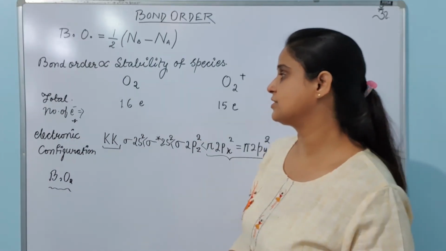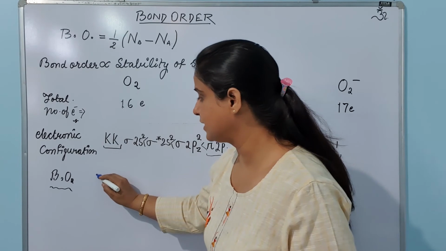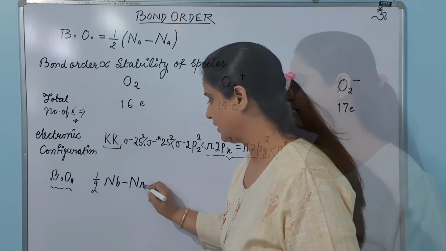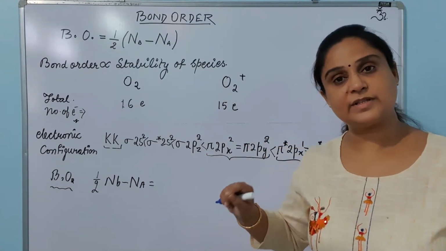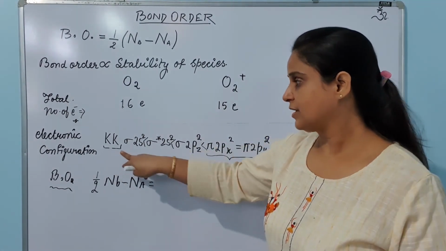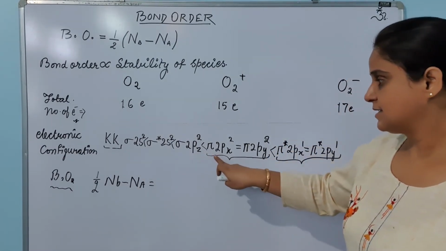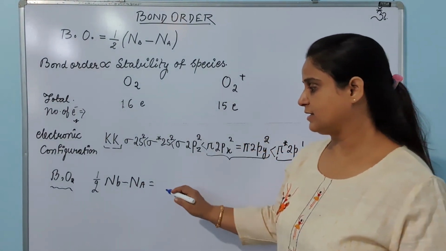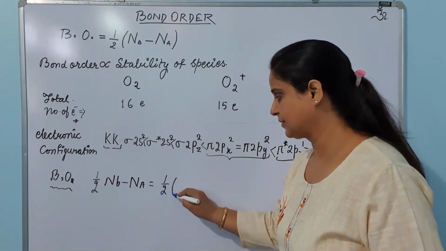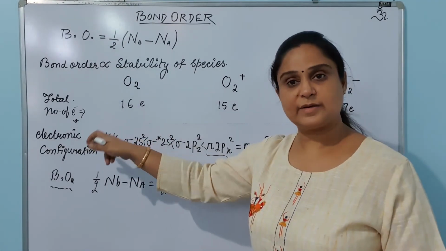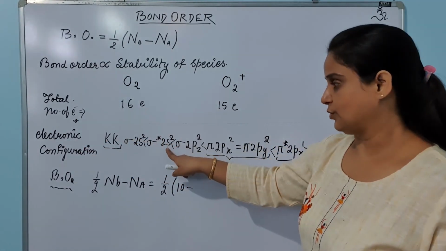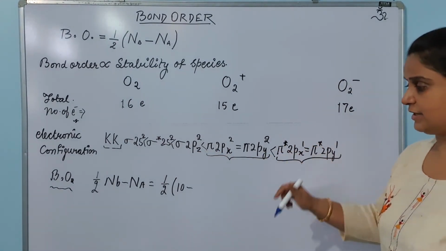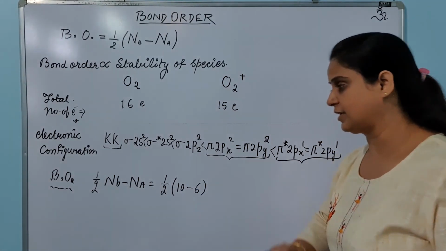The bond order for the oxygen molecule will be what? Bond order can be calculated as half of Nb minus Na. So let us calculate the number of electrons in the bonding molecular orbitals. 2 in this, 4, 5, 6, 7, 8 and 9, 10. So 10 electrons are there in the bonding molecular orbitals. And 2 in the sigma star 1s, so 2 plus 2, 4 and then 5 and then 6. These are the anti-bonding, so 6 electrons are there in the anti-bonding molecular orbitals.